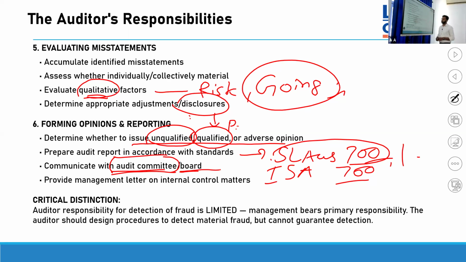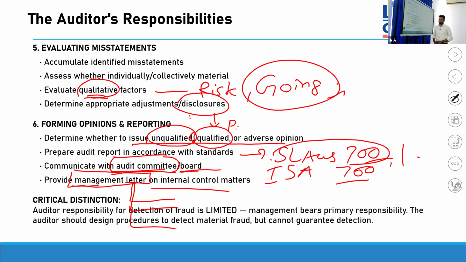Next one, provide management letter on internal control matters. Let's say during the audit, we found there are so many internal control weaknesses. So we must communicate those internal control weaknesses through a management letter, right? Keep in mind, management letter. In the management letter, please make sure to write these things in any paper if you wish, right?